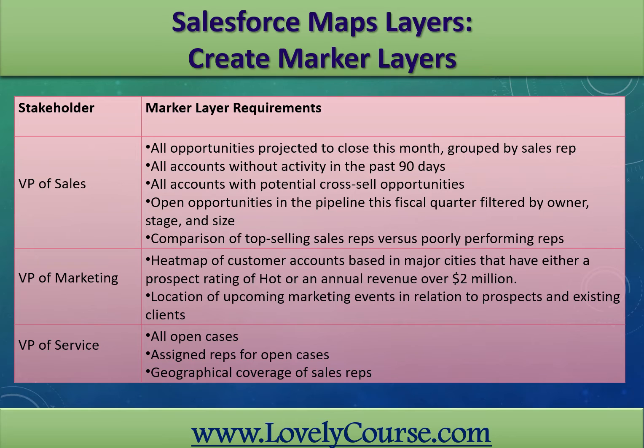As in the example on the screen, we have stakeholders such as a VP of sales, whose marker layer requirements would include things such as all opportunities projected to close this month grouped by sales rep, or all accounts without activity in the last 90 days. Or the vice president of marketing, who could be looking at a heat map of customer accounts based on major cities that have either a prospect rating of hot or an annual revenue of over 2 million.